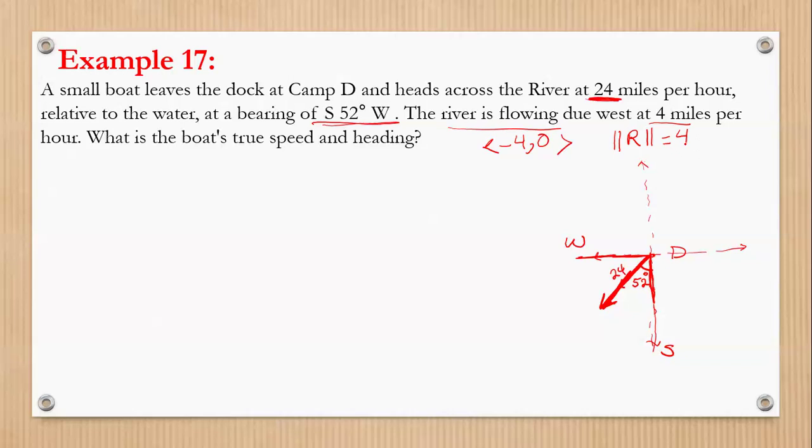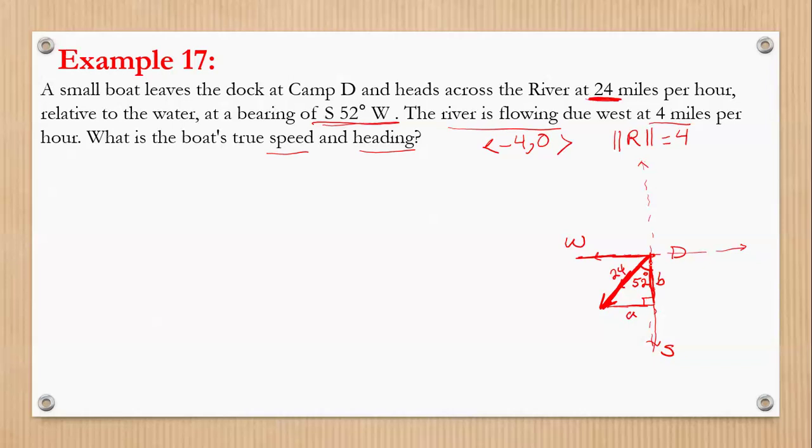But to find the speed, I need to find a vector for the boat first, the exact vector. Because if I want to know the speed and the heading, I need to have a vector. To find the vector for the boat without considering the river, I need to use this right triangle to find A and B. Because this is A along the x-axis and this is B along the y-axis.